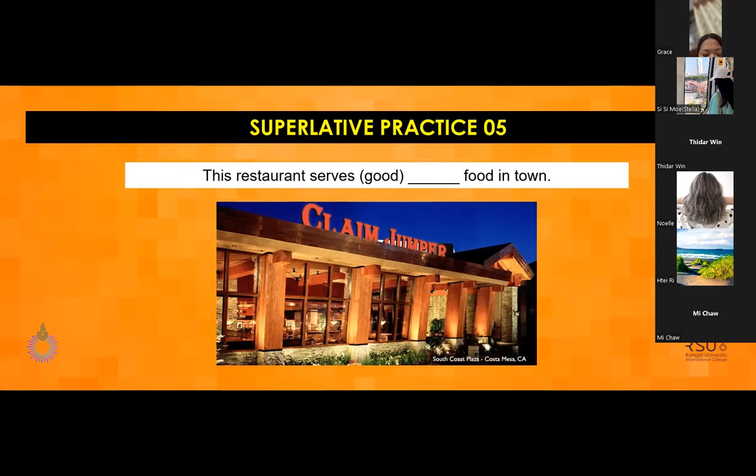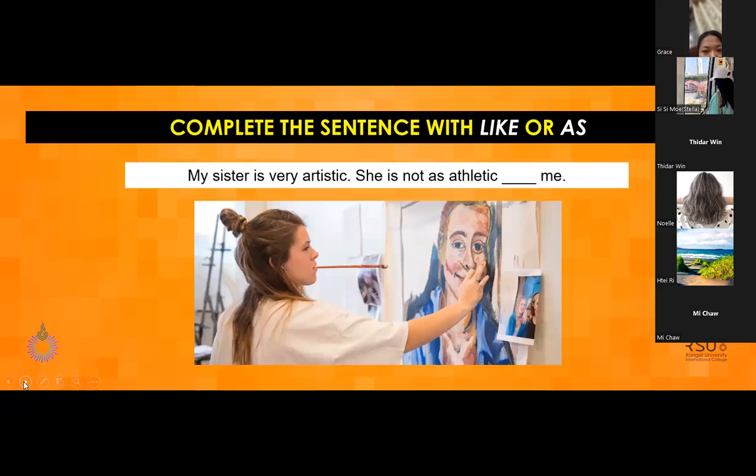So how would you finish this one? The restaurant served the best food in town. Yes, the best food. Okay, good. So this is one of the irregular ones. Good, better, best. Okay. All right.